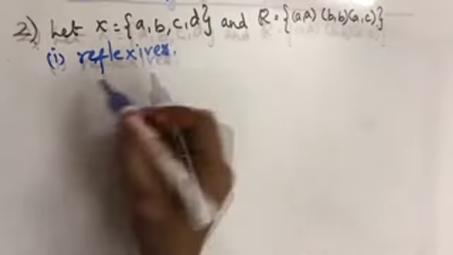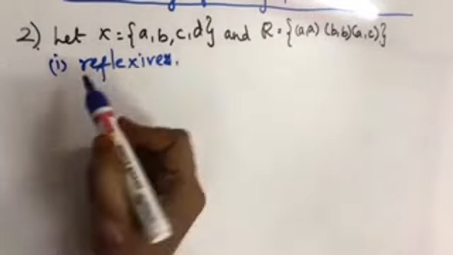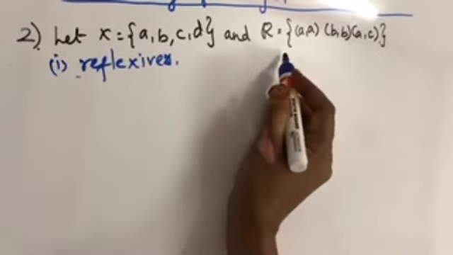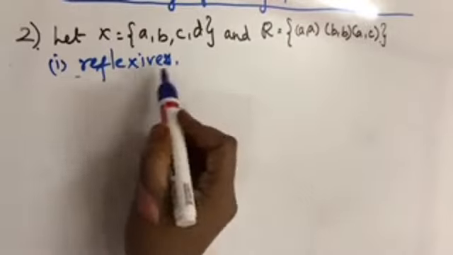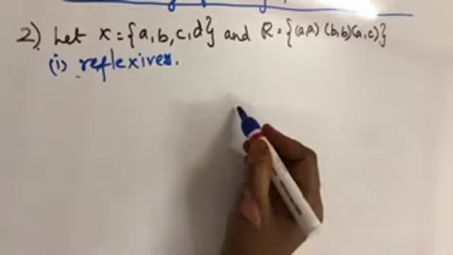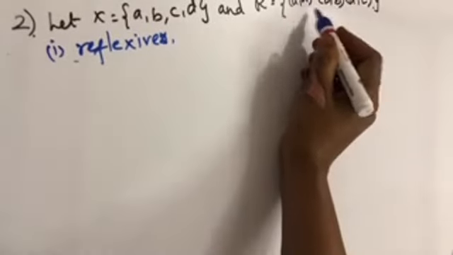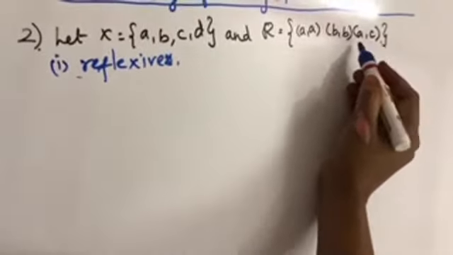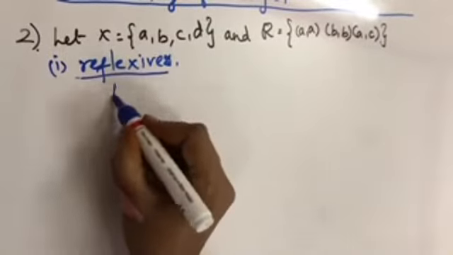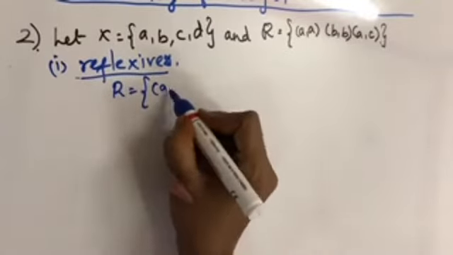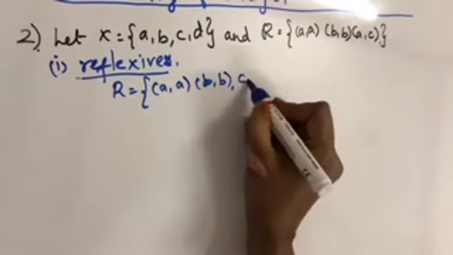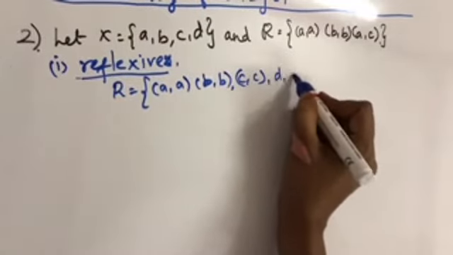We know a relation must satisfy this condition to be reflexive. If any relation is to be a reflexive relation, it should map to itself. That means A should map to A, B should map to B and C should map to C. So, to be a reflexive relation, R is equal to (A, A), (B, B), (C, C) and (D, D).